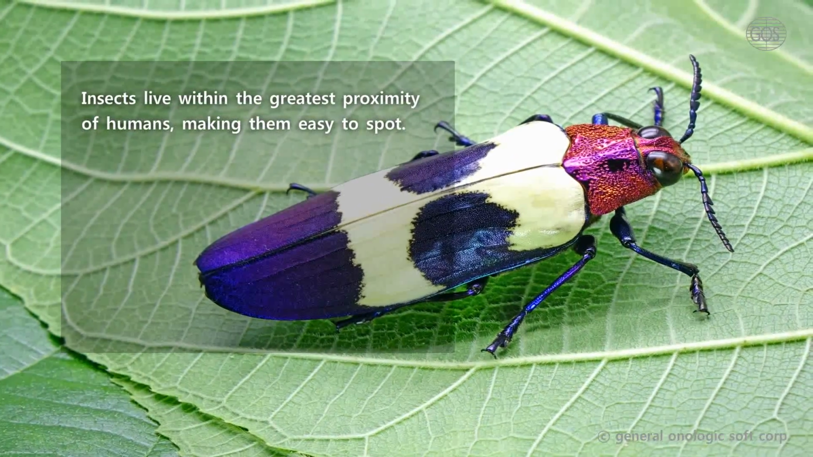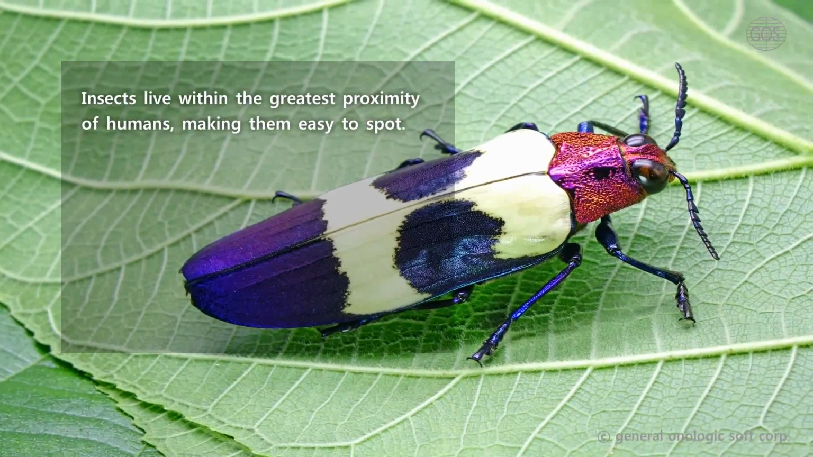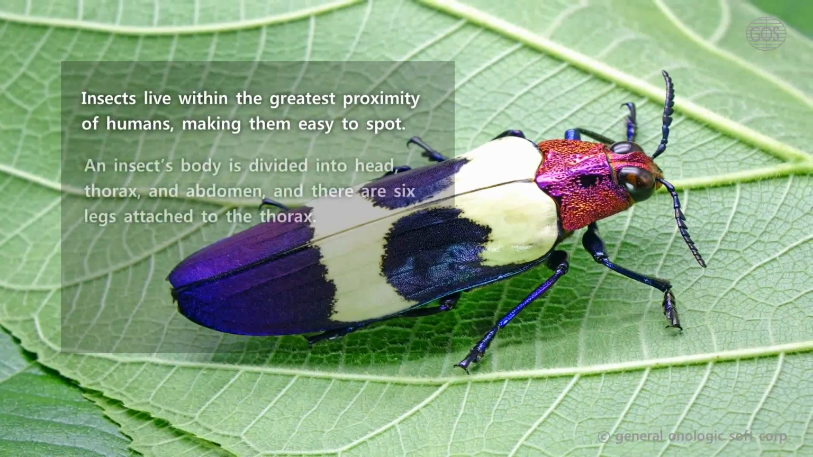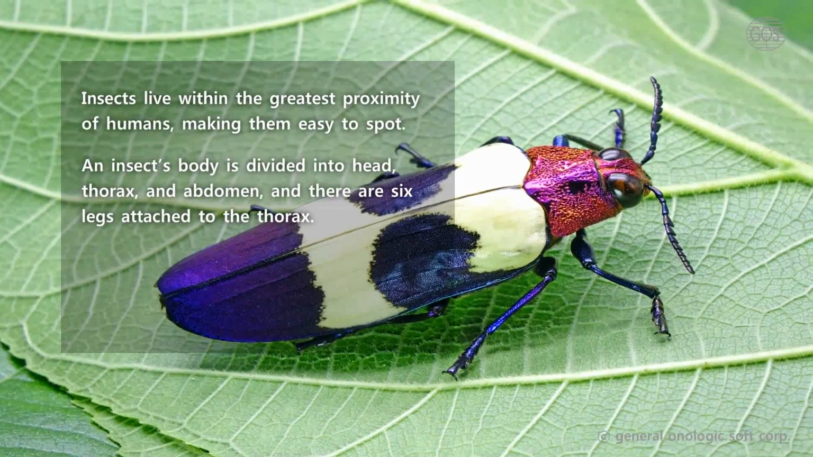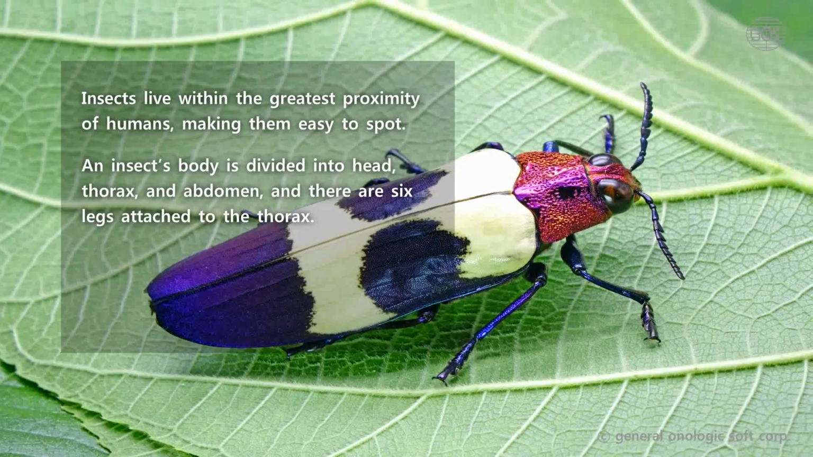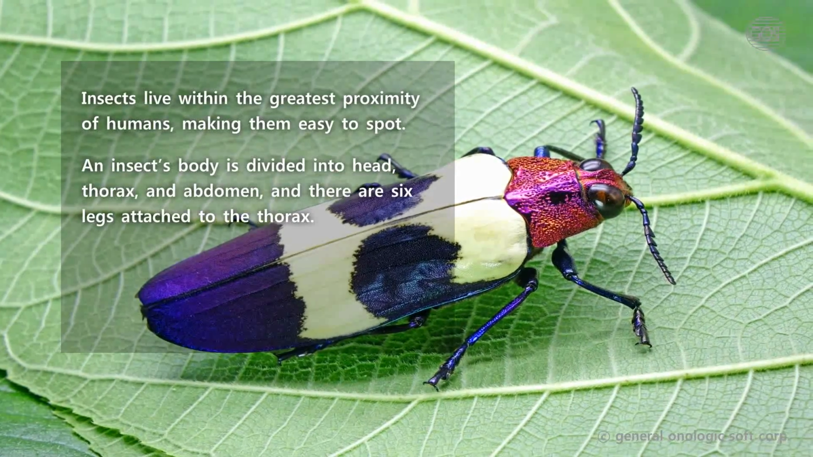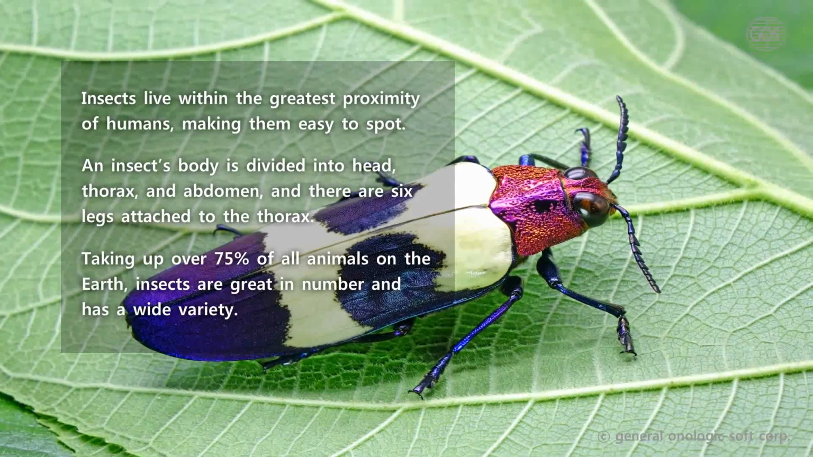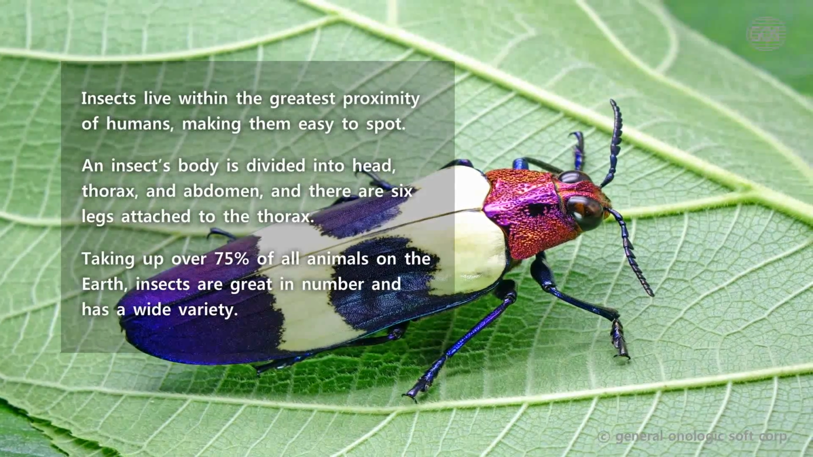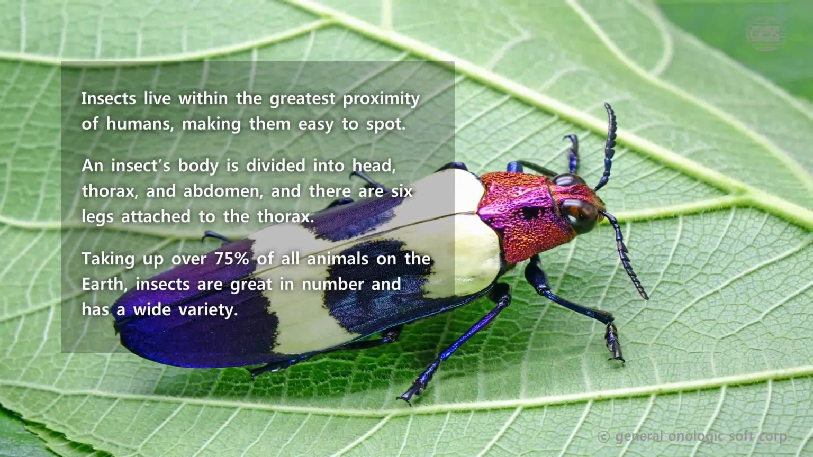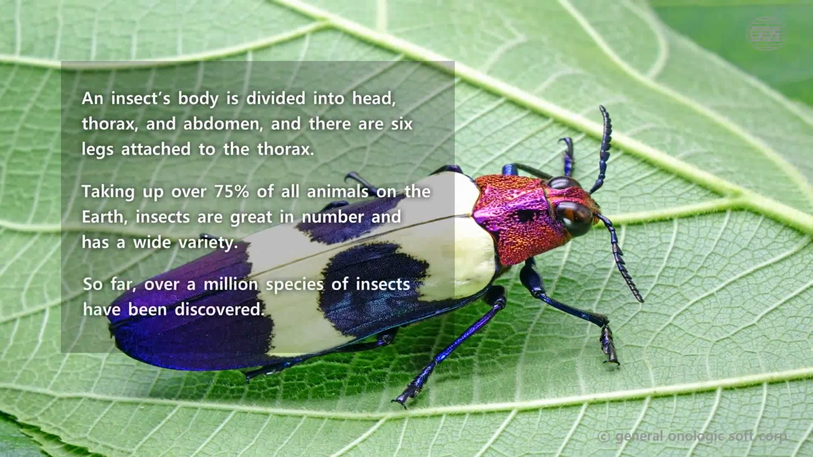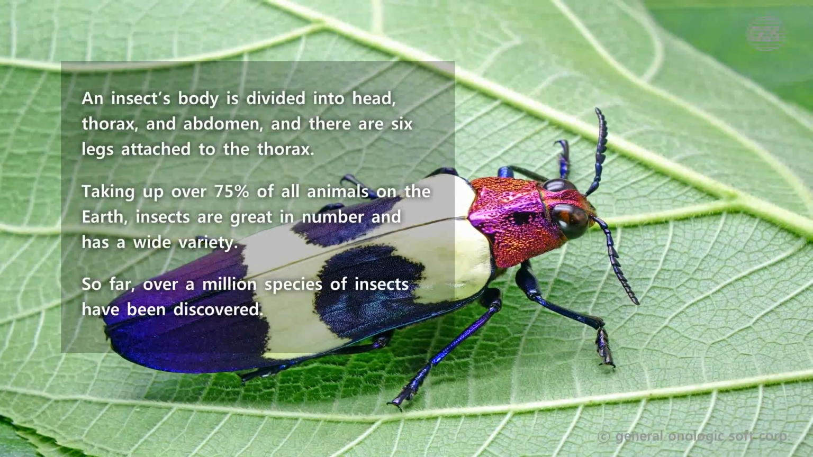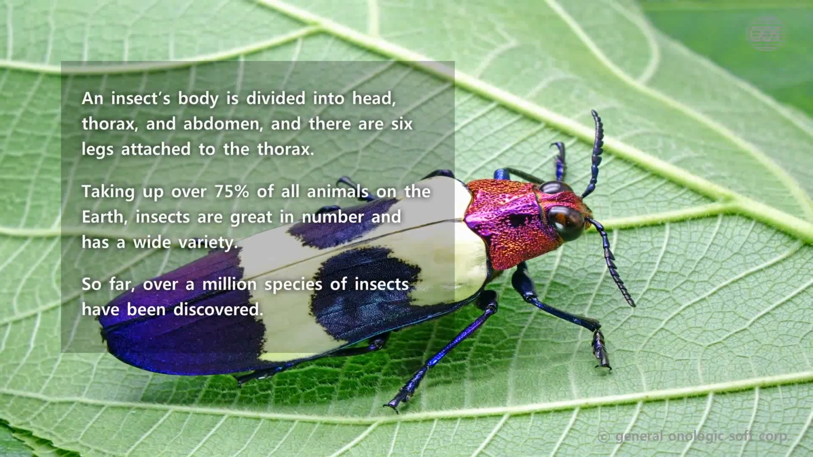Insects live within the greatest proximity of humans, making them easy to spot. An insect's body is divided into head, thorax, and abdomen, and there are 6 legs attached to the thorax. Taking up over 75% of all animals on the earth, insects are great in number and have a wide variety. So far, over 1 million species of insects have been discovered.